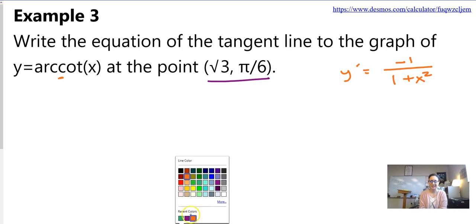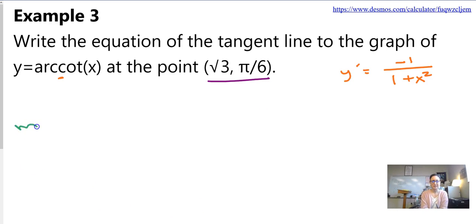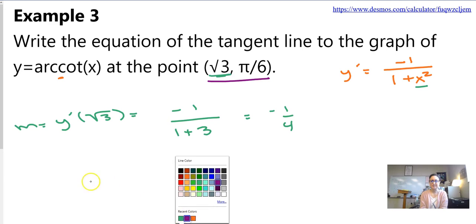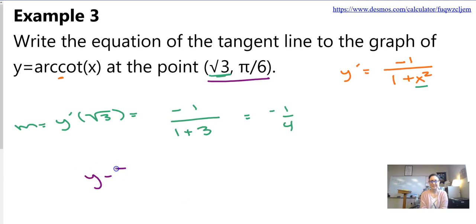Okay, so now let's go ahead and find the slope, which will be y prime evaluated at this x value, square root of 3. So anywhere I see an x, I'm replacing it with square root of 3. So I'm going to get negative 1 over 1 plus square root of 3 squared is just going to be regular 3, right? So I get negative 1/4 as my slope. So final answer in point slope form, I will have y minus pi over 6 equals negative 1/4 times the quantity x minus square root of 3.